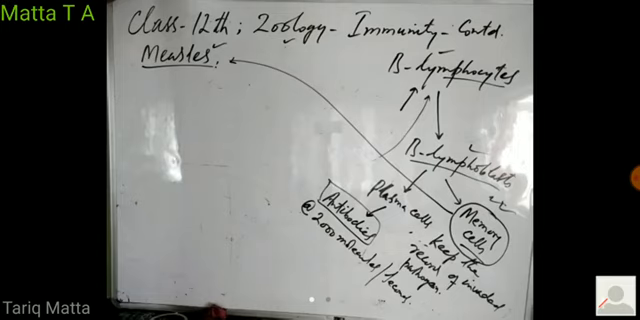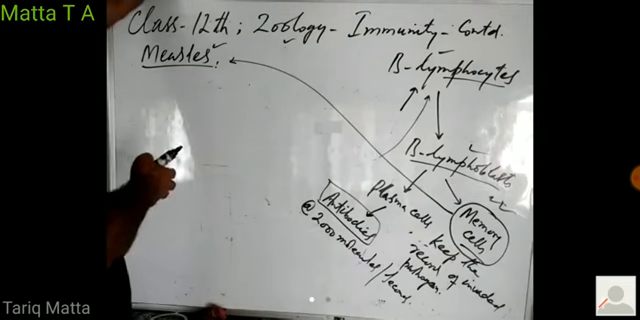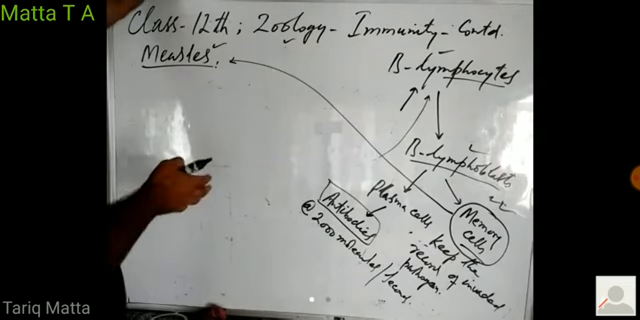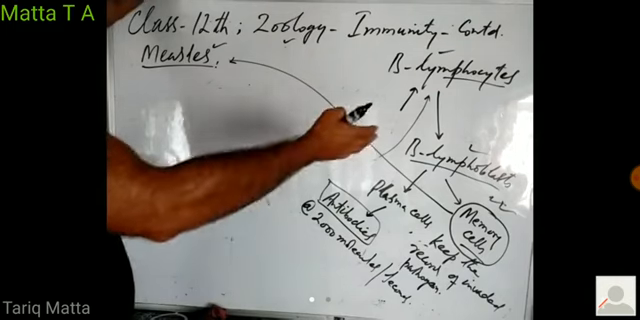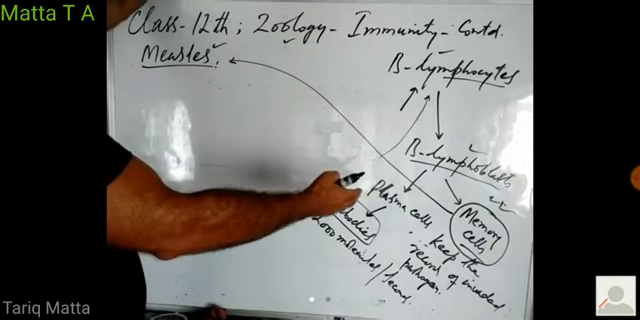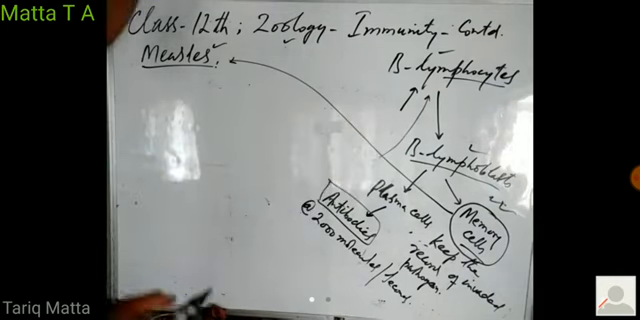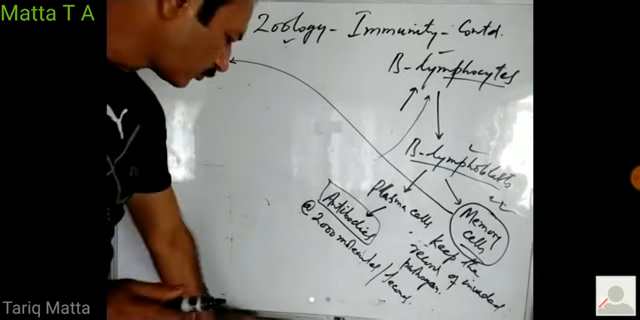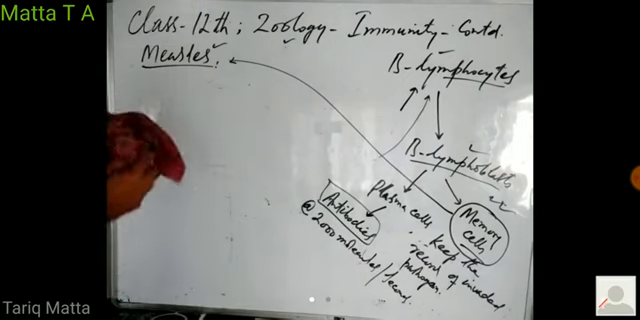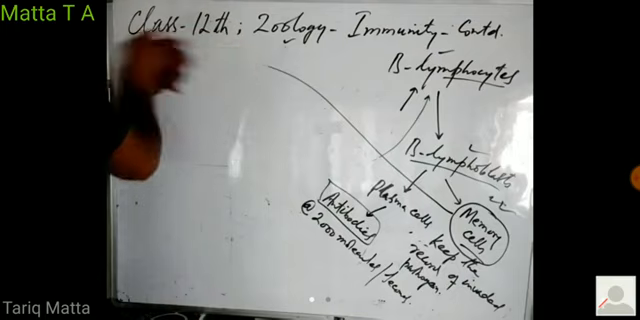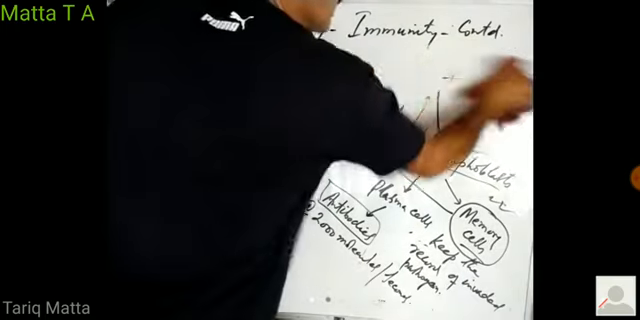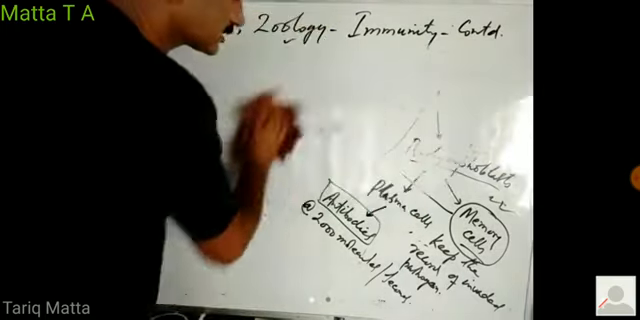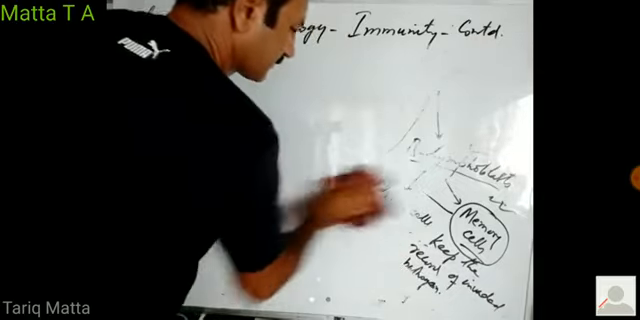So these are the types of T lymphocytes and B lymphocytes. T lymphocytes differentiate into killer T cells, helper T cells, and regulatory T cells. B lymphocytes differentiate into plasma cells and memory cells, right? So we get two types of immunities. One is known as cellular immunity and another is known as humoral immunity.